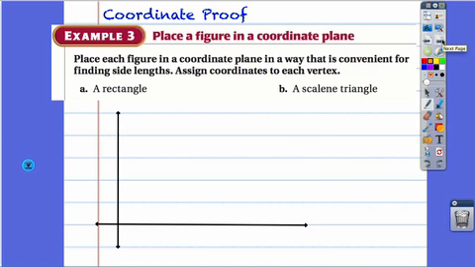So, first it says place a figure in a coordinate plane. We're going to place each figure in a coordinate plane in a way that is convenient for finding side lengths. Assign coordinates to each vertex. So starting with a rectangle, which we'll do in green for now. So placing this conveniently, we always use our origin because we know the coordinates are 0, 0. If it's a rectangle, we know we form a right angle. So let's continue up on our y-axis to form a right angle here.